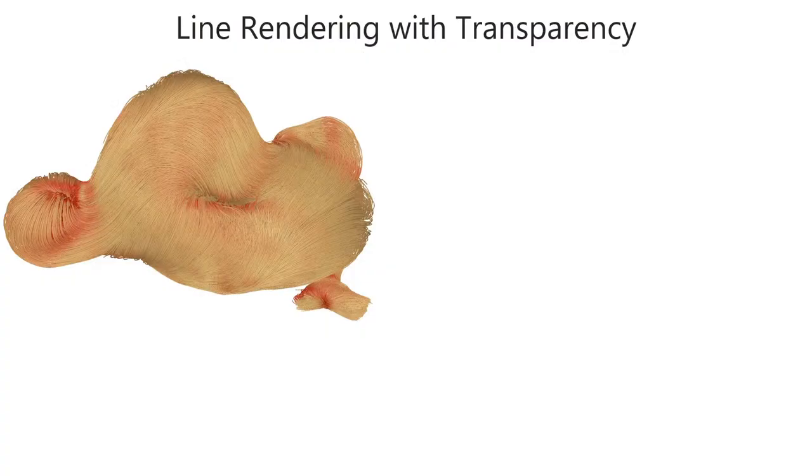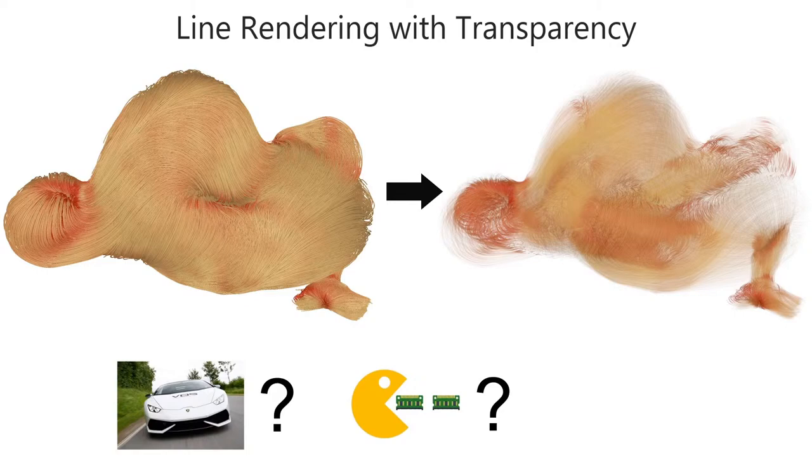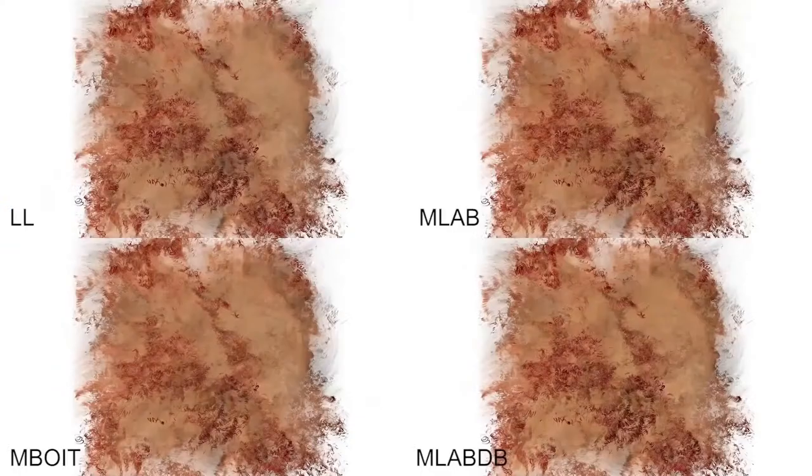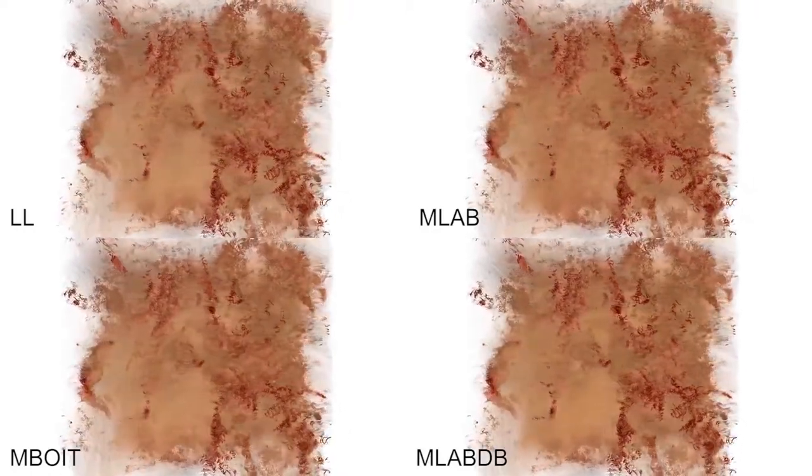Many techniques can be used to render and visually explore large 3D line sets with transparency. However, all these techniques differ in several aspects such as runtime performance, memory consumption, and image quality. In this work, we provide an extensive comparison study to discuss the advantages and drawbacks of transparency rendering techniques for large line datasets.